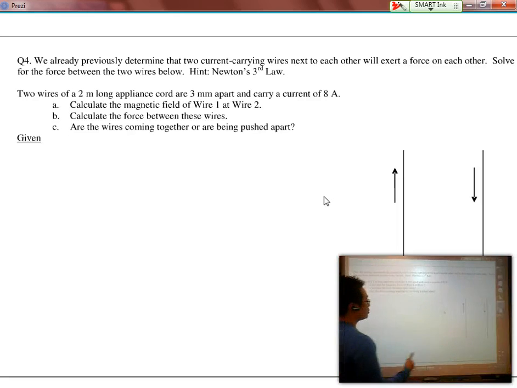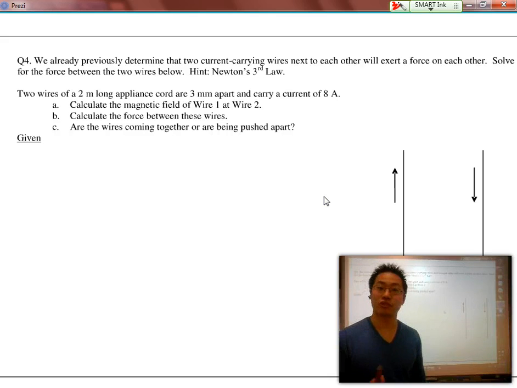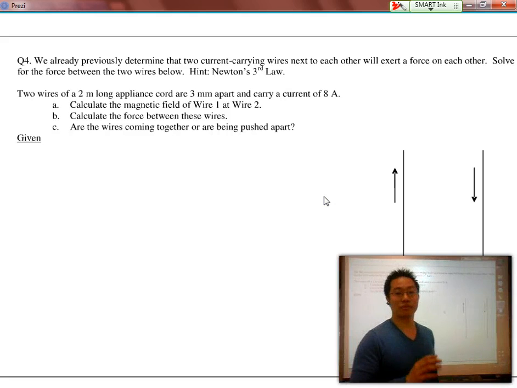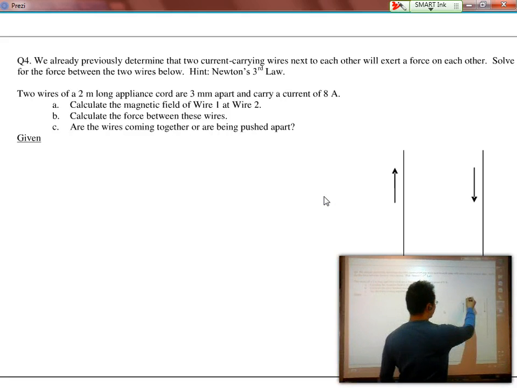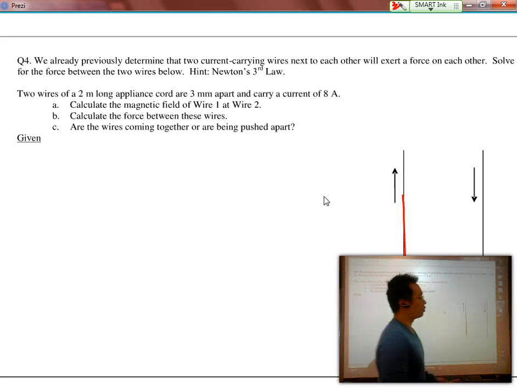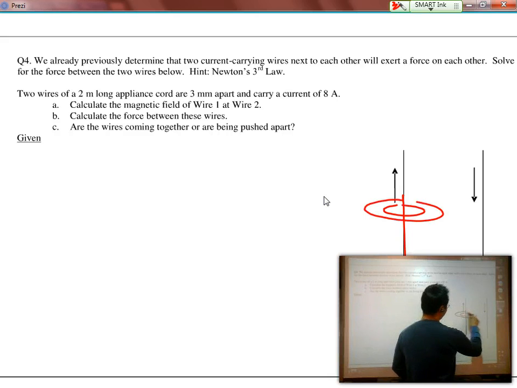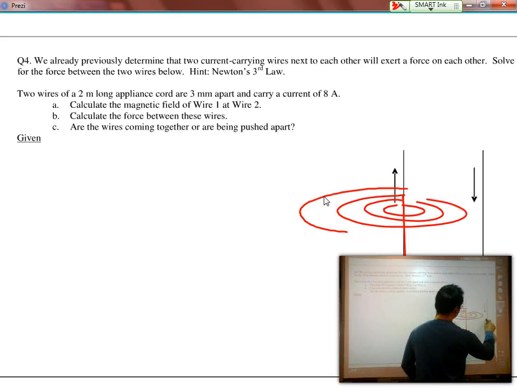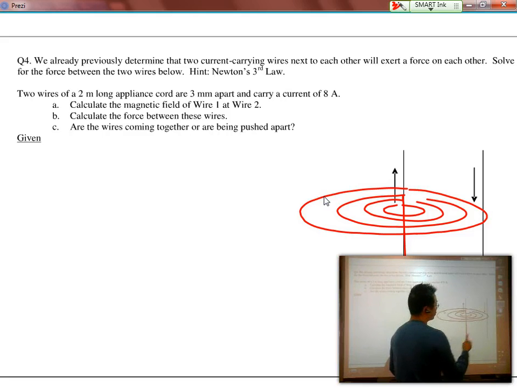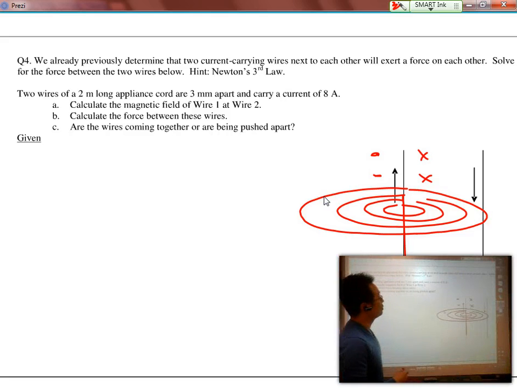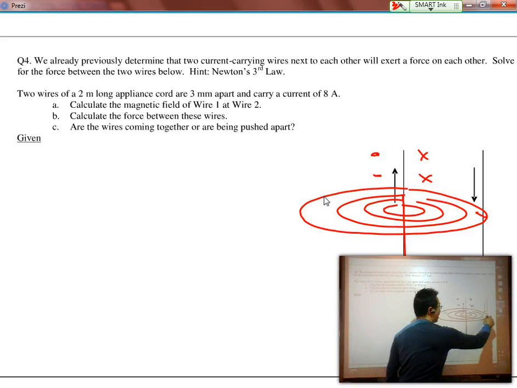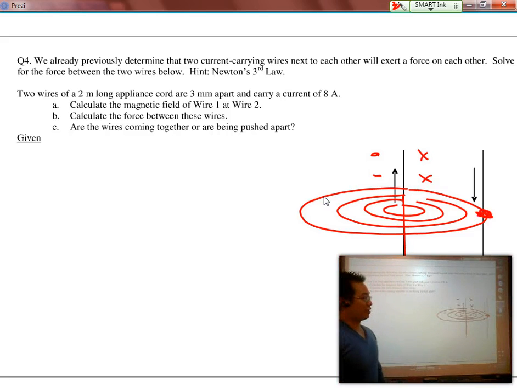So right now, the way we solve for the force between the two wires, okay, we're first going to solve for the magnetic field at wire 2. So assuming that this is wire 1 over here, we're going to use our hand rule, and we're going to see that we have a magnetic field that goes around, and it reaches wire 2. And we know it goes into the page on the right and out of the page on the left. So the first thing we're going to do is solve for the strength of the magnetic field at that location right there.